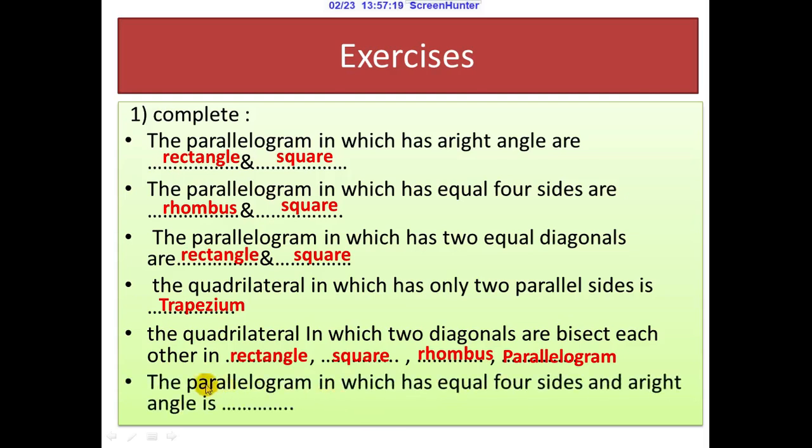Finally, the parallelogram which has four equal sides and a right angle is what? It has two properties at the same time, and we say this is a parallelogram. So what about this shape? It will be the square.